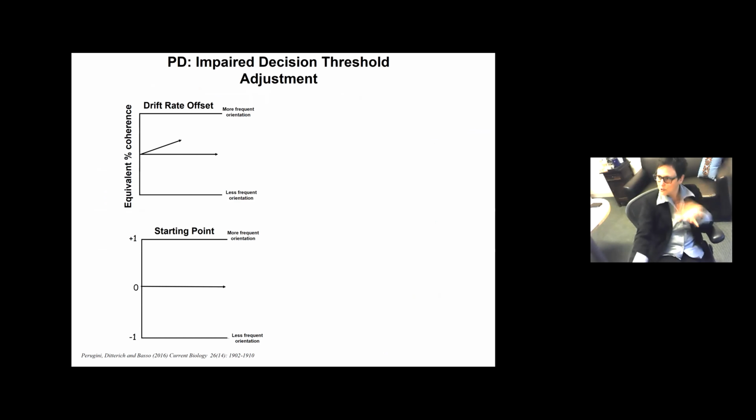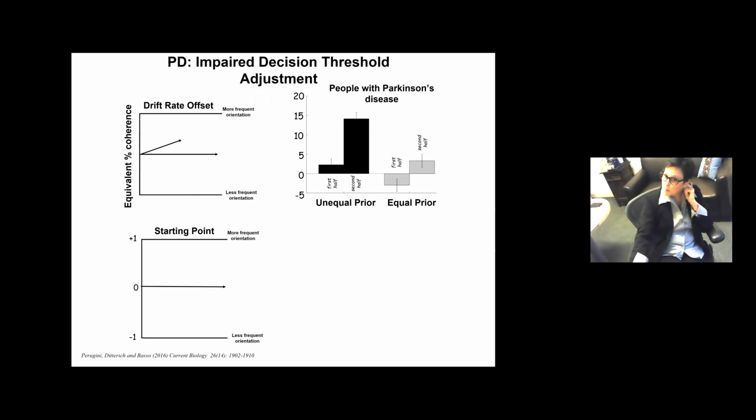So we used this model to fit the data, we fitted the model to the data, I should say. And what we found, interestingly, was that people with PD were actually able to adjust this drift rate offset very well.